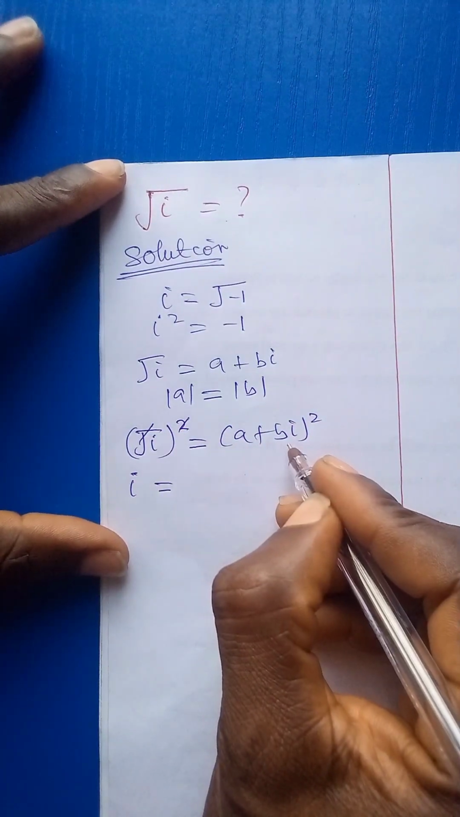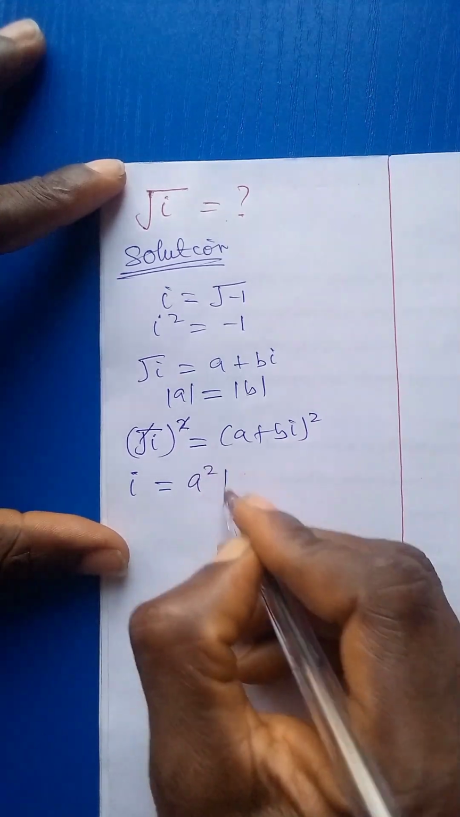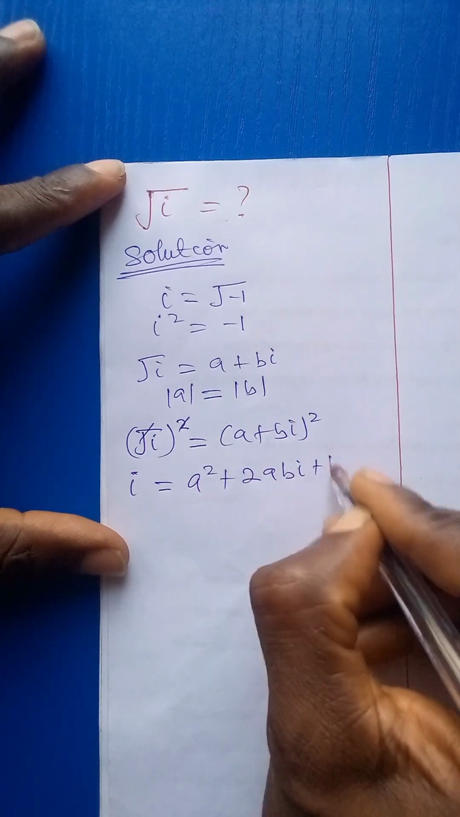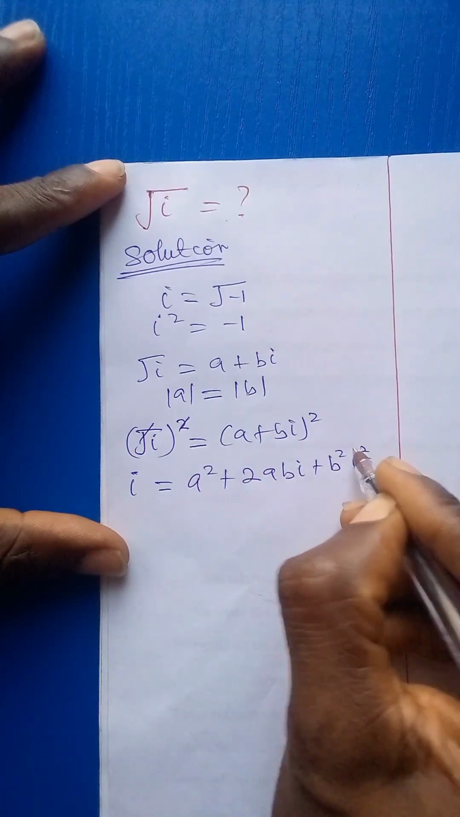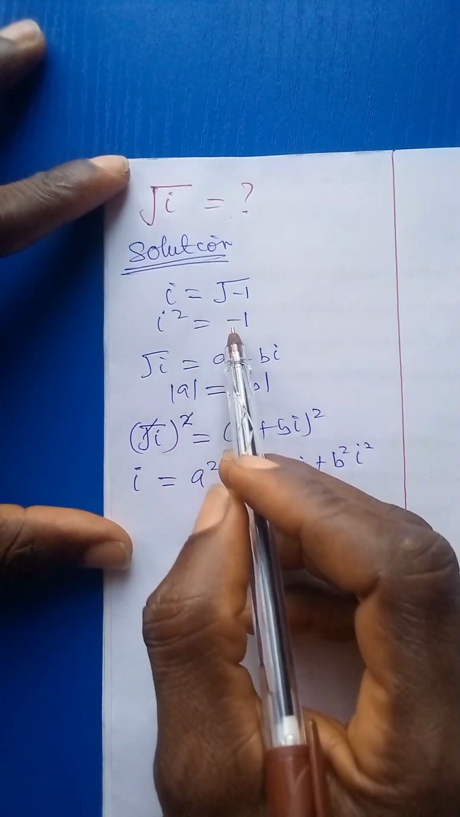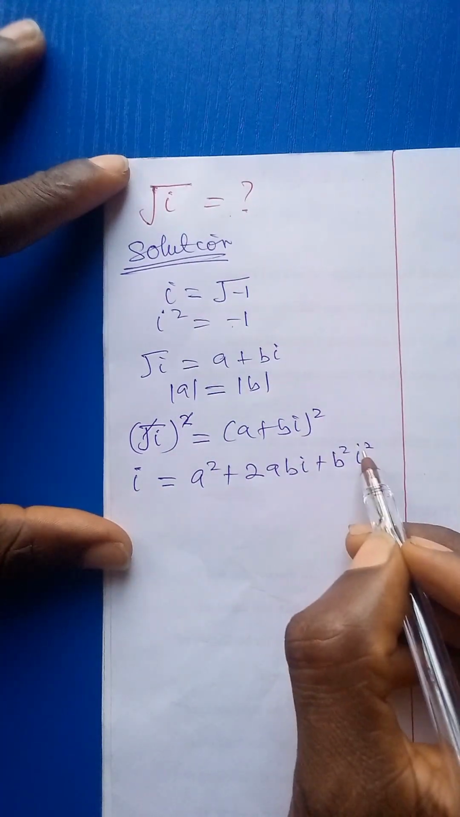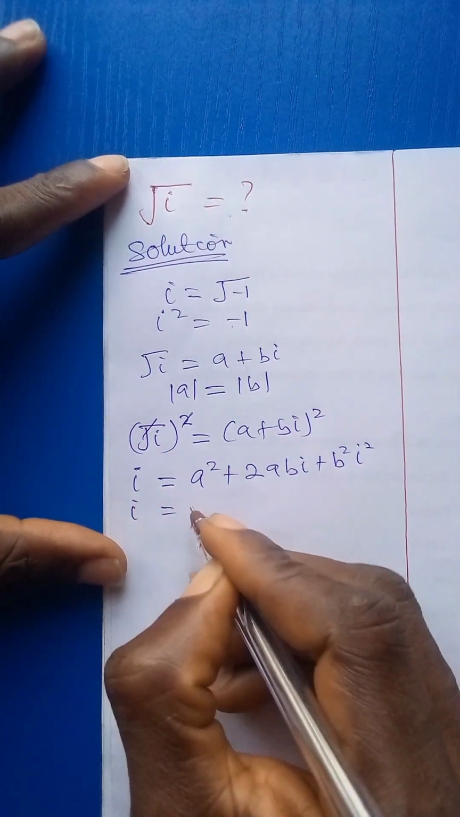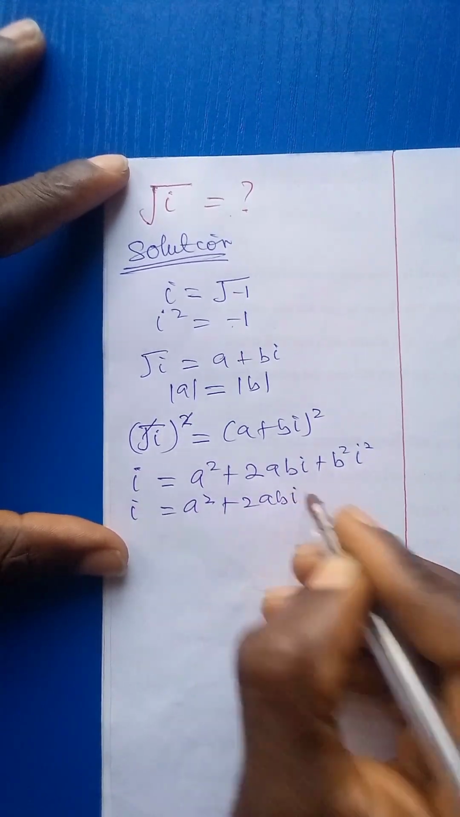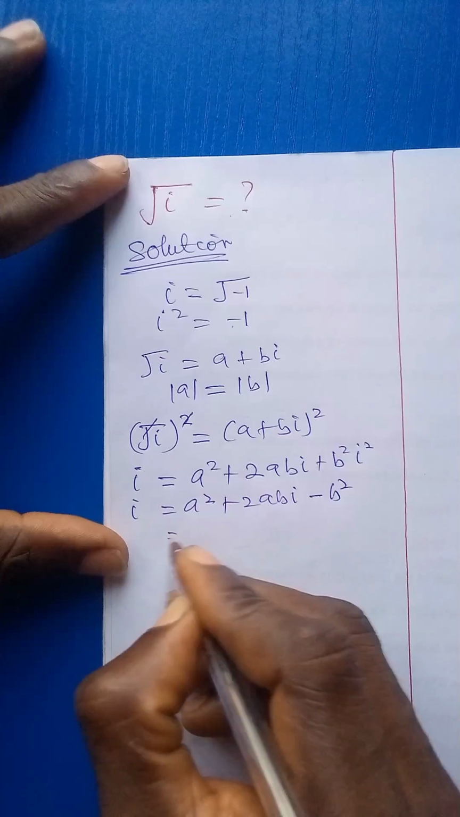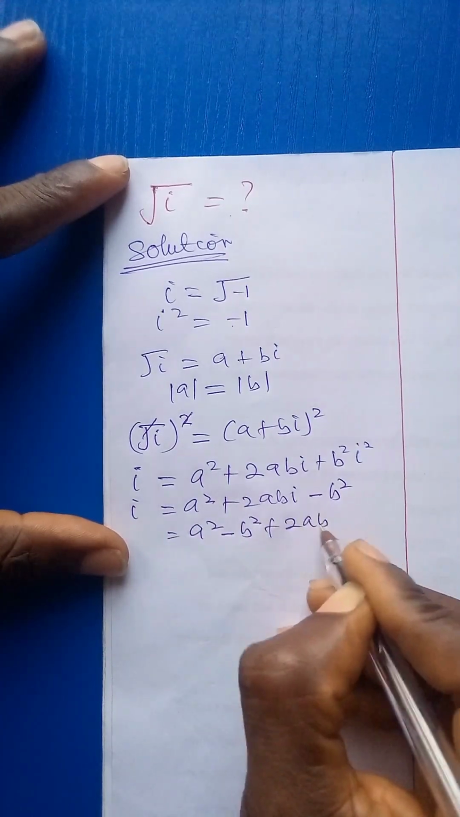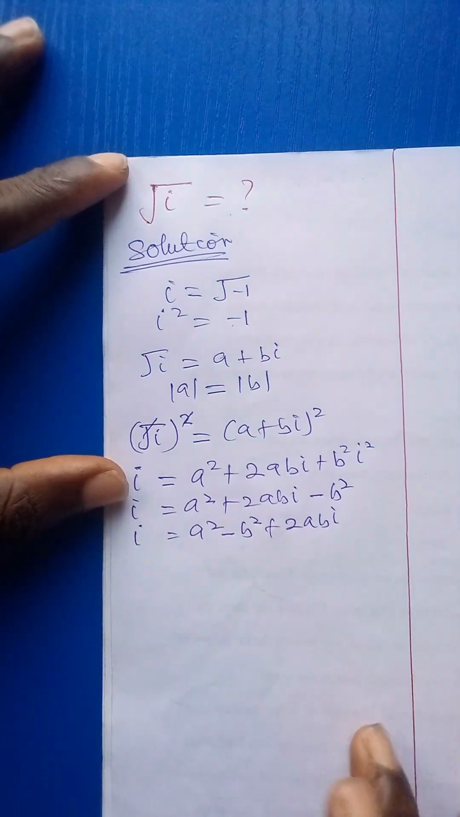Then if I expand this bracket, I have a squared plus 2abi, then plus b squared i squared. Let's remember that i squared is minus 1. So I'll put minus 1 in place of i squared here. So it becomes i is equal to a squared plus 2abi minus b squared. And so I have a squared minus b squared plus 2abi equals i.